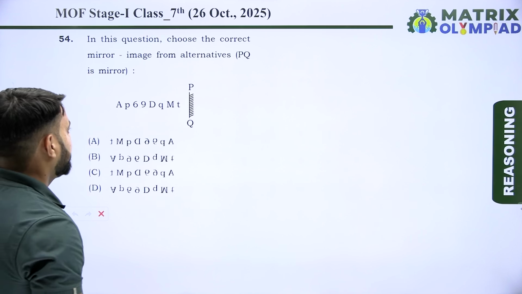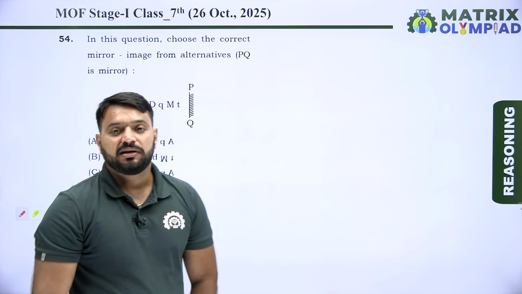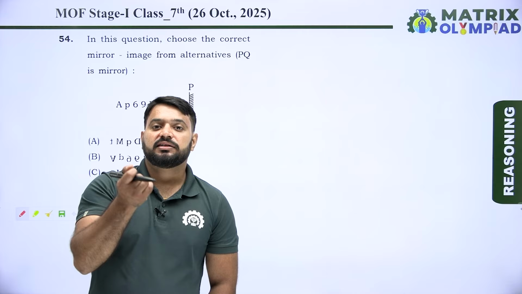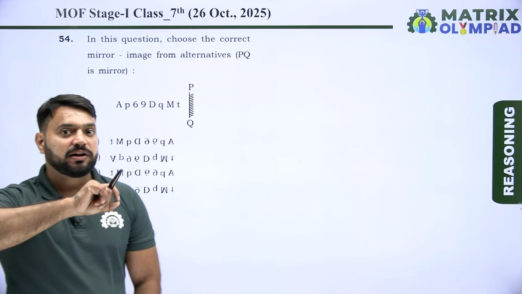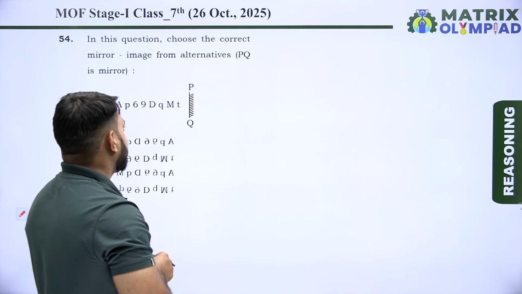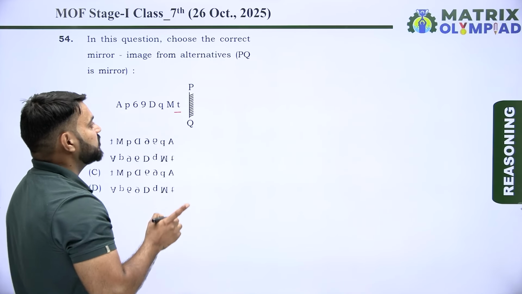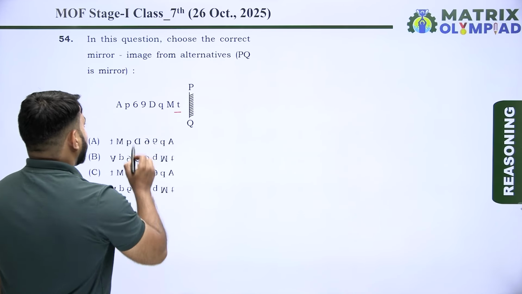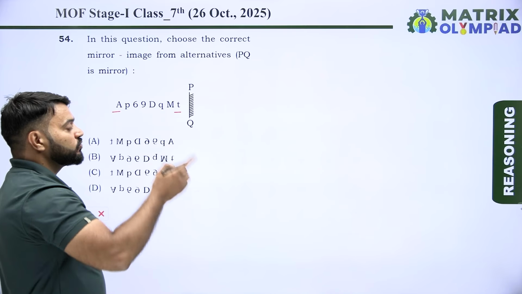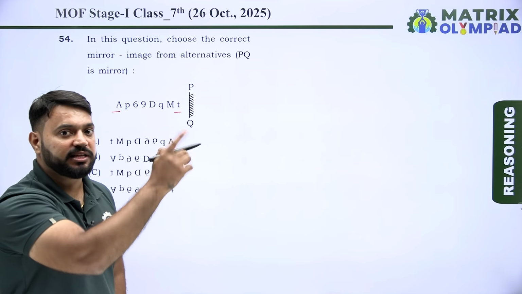PQ is a mirror. In a mirror image question, the letter which is near to the mirror will remain near to the mirror in the mirror image. So T is near to the mirror, so it will remain near to the mirror in the mirror image, and A is away from the mirror, so it will remain away from the mirror in the mirror image.